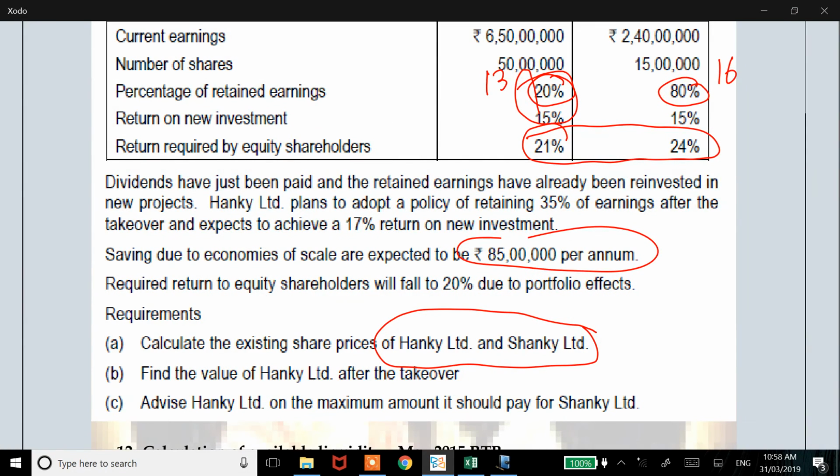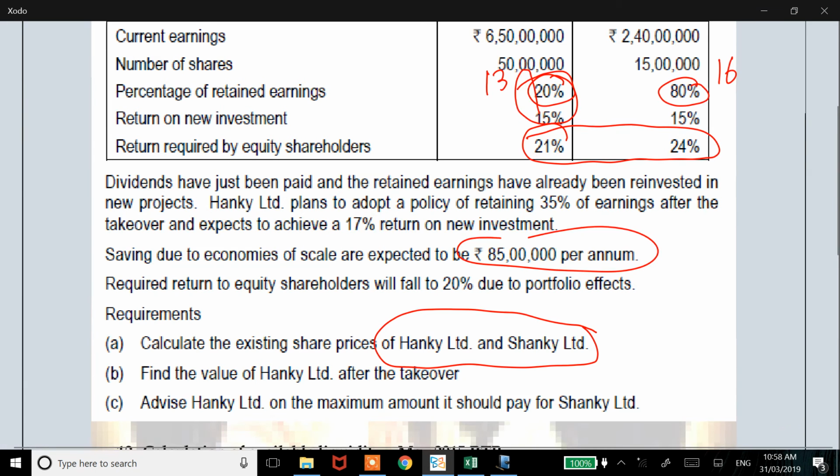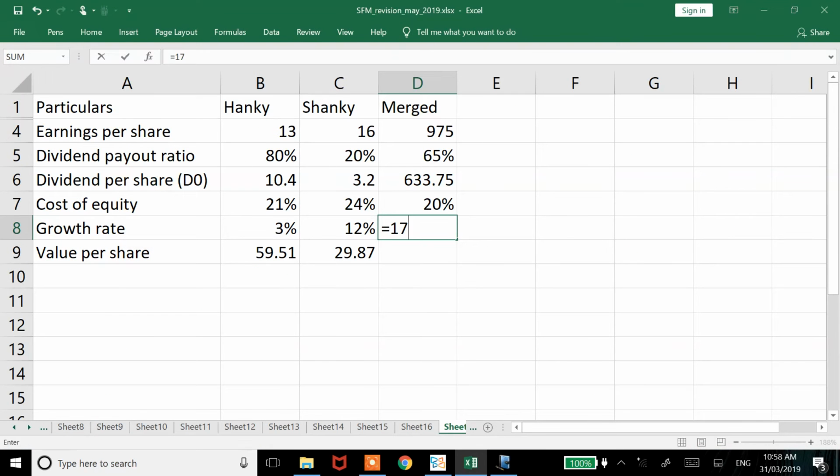20%. Return required to equity shareholders will be 20%. 20% is the cost of equity, and the growth rate is 17 into 35, 5.95%. You apply the same formula, you will get the overall answer. When you apply the same formula, you end up getting the overall answer. You will get the value for the overall entity, 4,779 lakhs. I end up getting the answer for the overall merged entity.